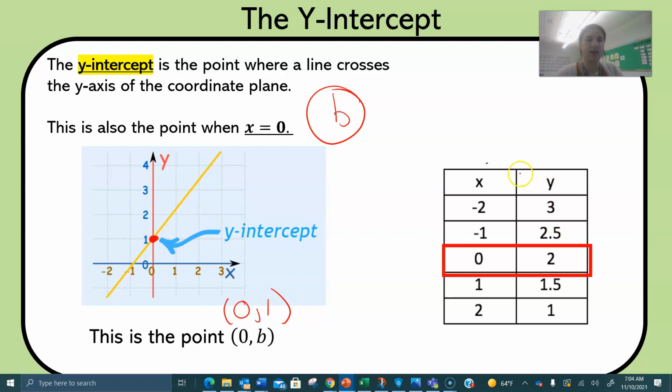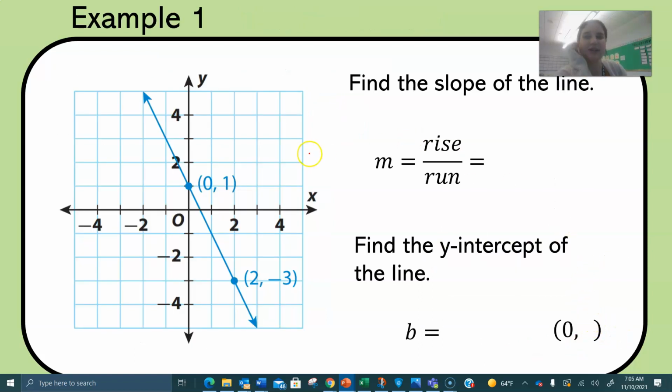On a table, the y-intercept is when x is 0, again. So on this table, the y-intercept is 2, or b equals 2, or (0, 2). All right, so let's do an example. First, we'll find the slope of this line and then the y-intercept.